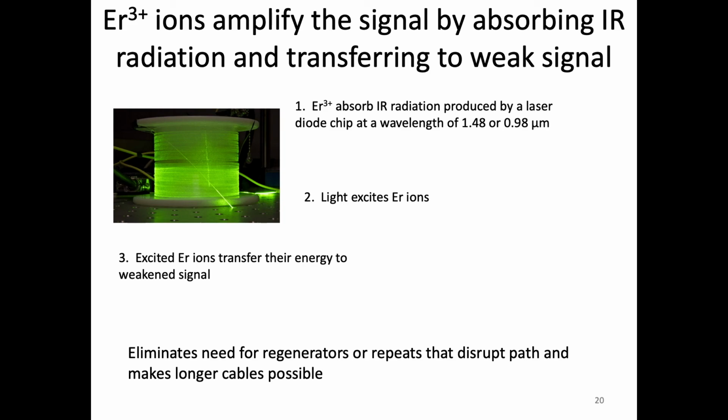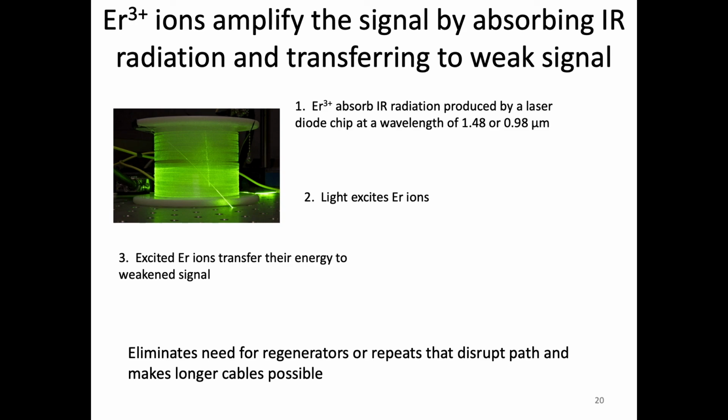So just to illustrate the process in which this happens. We have these Er3+ ions that absorb IR radiation, and that's produced by the laser chip. And that has a wavelength of 1.48 or 0.98 microns. This light excites those ions, and those excited ions then transfer their energy to the weakened signal. And so that's how we get this amplification.